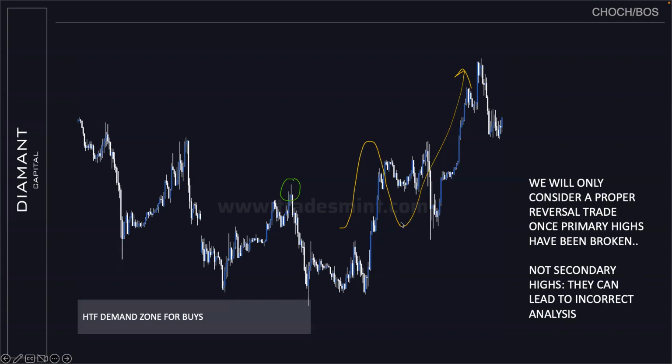But yeah, guys, just a quick short lesson. Quite a simple idea. Sometimes it can be quite hard to identify, but it's all about practice. You really need to identify the strong market structural points.